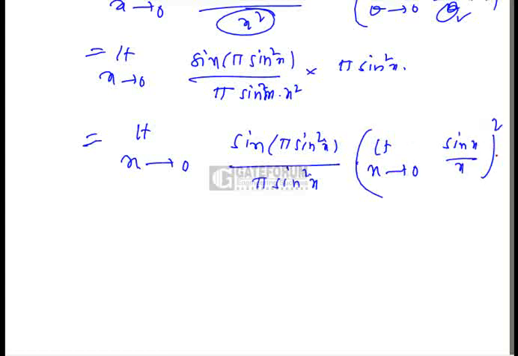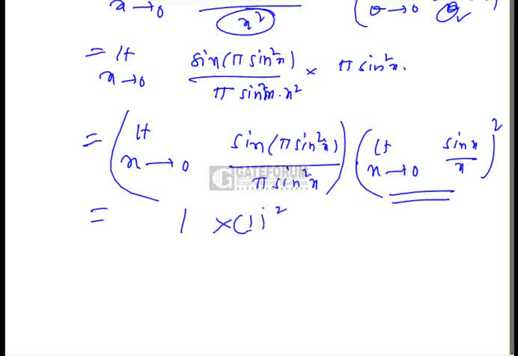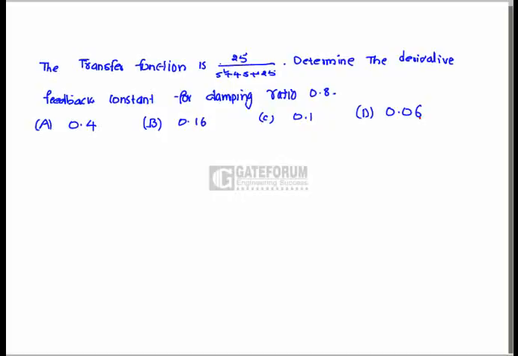Now we know the limit of f of x into g of x will be equal to the limit of f of x into the limit of g of x. Now, we know sin theta by theta is 1. So what will be this function? 1. And what will be this limit? 1 square, and we are left with this pi. So the answer is pi. That is option B.